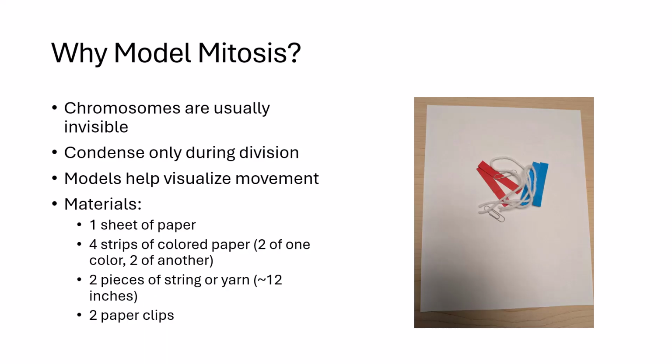Most of the time, DNA exists as loose chromatin and can't be seen as individual chromosomes. During mitosis, chromosomes condense and become visible, allowing us to follow their movement. This model helps make that process visible and easier to understand.